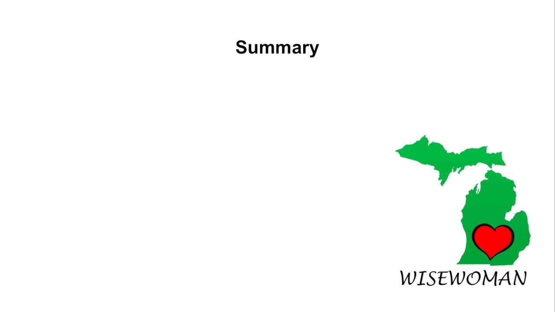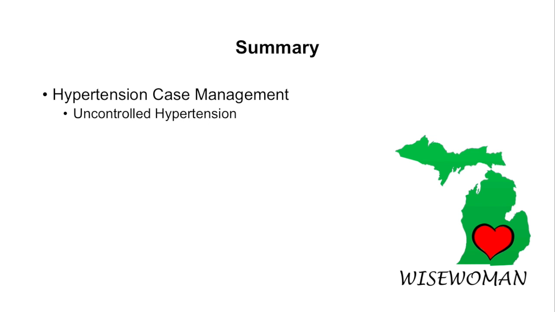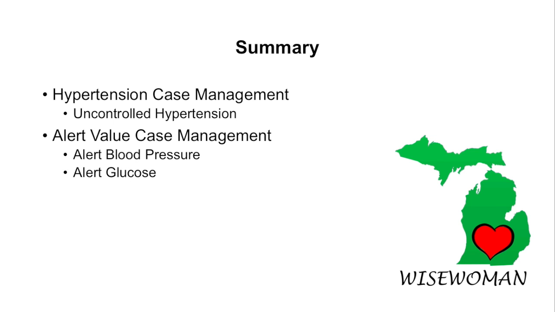And in summary, what we talked about today, we talked about hypertension case management. We defined uncontrolled hypertension, and we talked about what to do in that case. And we've also talked about alert value case management, and that can be an alert blood pressure or it can be an alert glucose value.